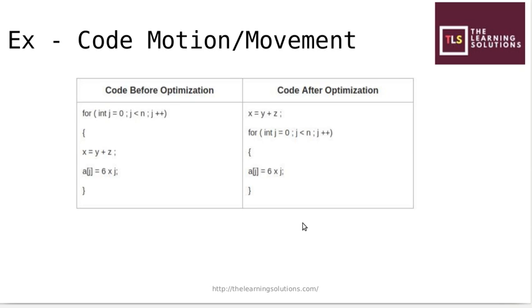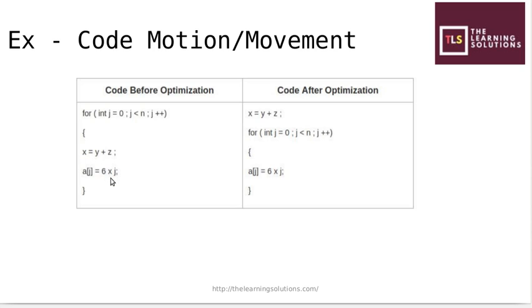A for loop is there, and x equal to y plus z, a of j equal to 6 into j. So the running variable is nothing but j, and here x equal to y plus z is there. So the j value, or the condition of j, or the update of j, is not making any effect on x equal to y plus z. This expression will compute the value of x again and again by simply adding y and z. So the x value is not going to change. We are not observing any changes in x.